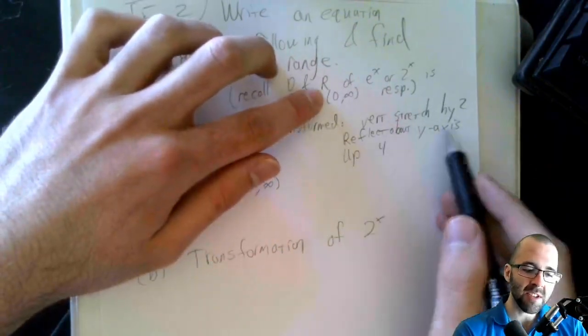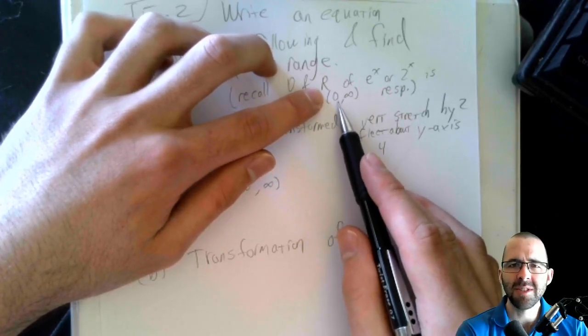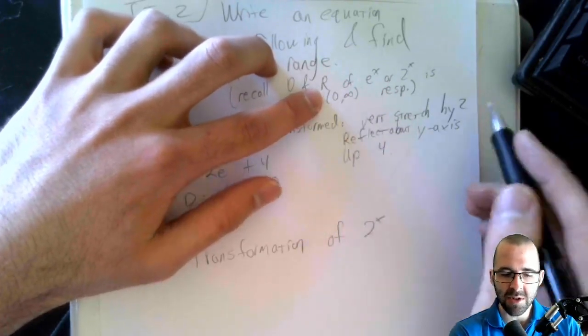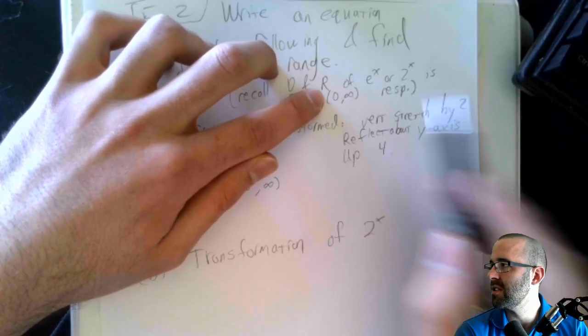If we vertically stretch this by 2, it multiplies all the y values by 2. 2 times 0 is still 0. 2 times infinity is still infinity. Vertical stretching does not affect the range. Right? It just multiplies these y values by 2.